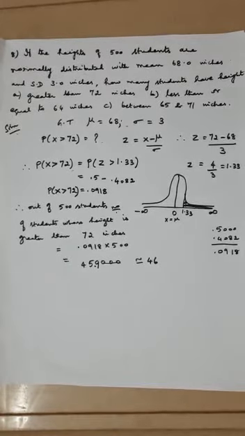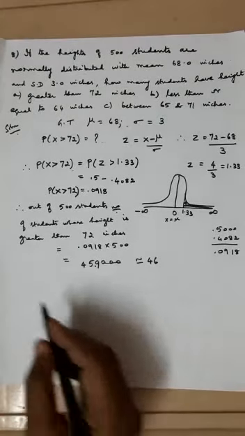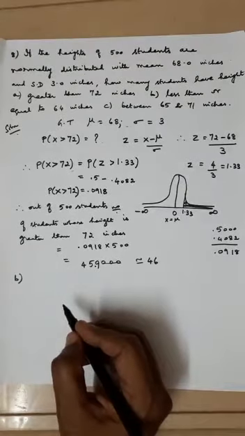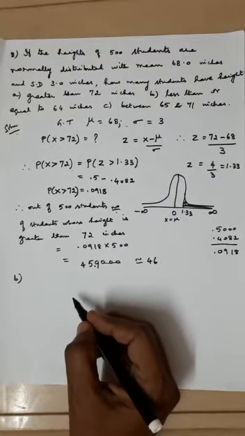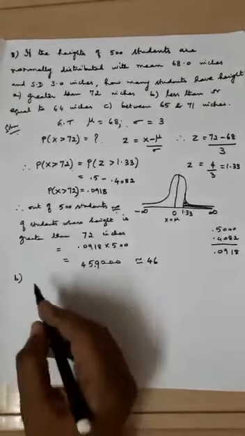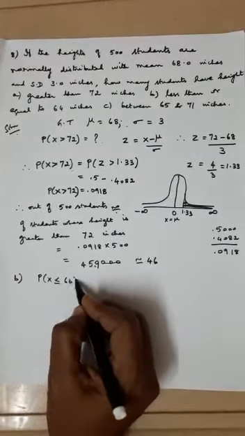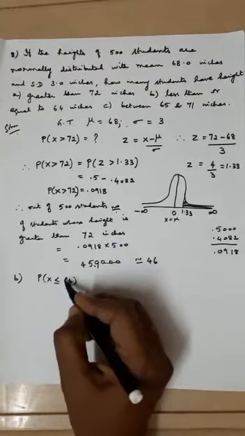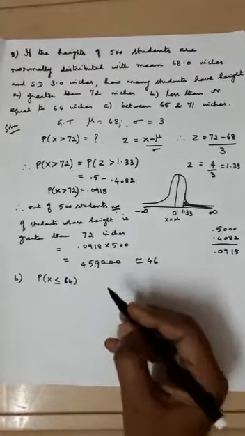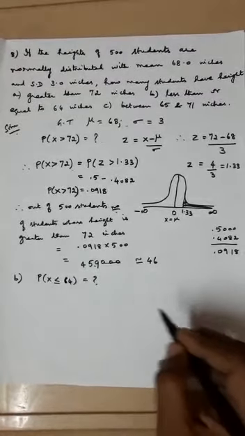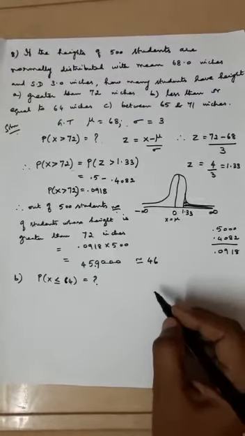So the number of students out of 500 whose height is greater than 72 inches will be 46. Now let's pass on to the B subdivision, which is less than or equal to 64 inches. So it is P of X less than or equal to 64, which is asked. As in the previous case, we have to calculate what is Z when X is equal to 64. So how will you calculate?